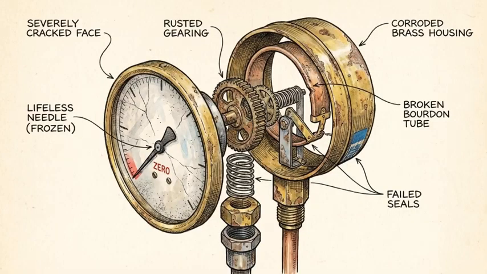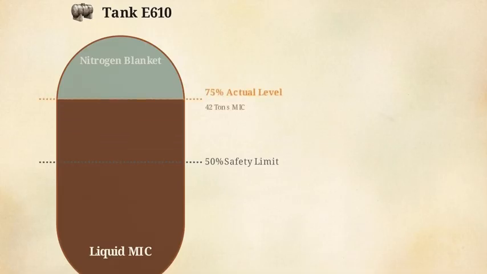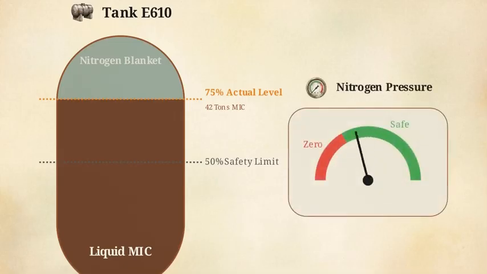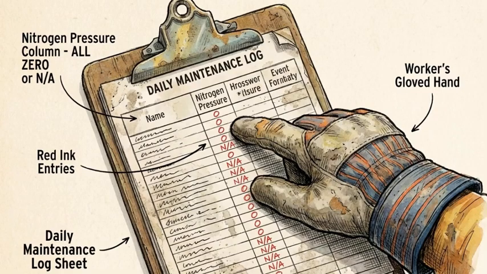By December 1984, the conditions inside tank E610 had deviated significantly from these baseline requirements. The tank was filled to 75% capacity, holding 42 tons of liquid MIC, far exceeding the manual safety limit. More importantly, the nitrogen pressure gauge had failed. The protective gas blanket was effectively non-existent. Plant records show that operators had been working with this lack of nitrogen pressure for 20 consecutive days.